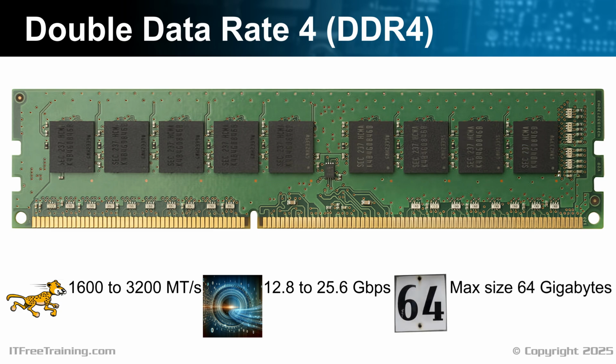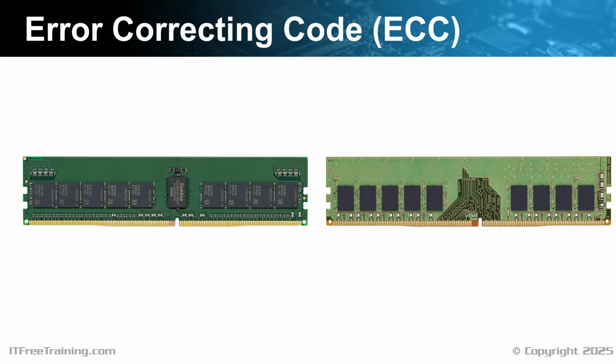The maximum size of memory modules also increased to 64 gigabytes. Some manufacturers have created 256 gigabyte memory modules, which are intended for enterprise use. You probably won't see memory modules of that size available for sale through regular outlets. The last memory I will look at is DDR5, but before I do that, there is another topic I need to look at. Another type of memory available is Error Correcting Code, or ECC.